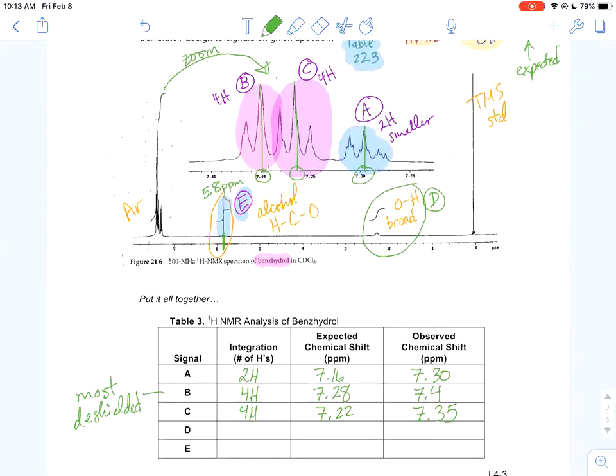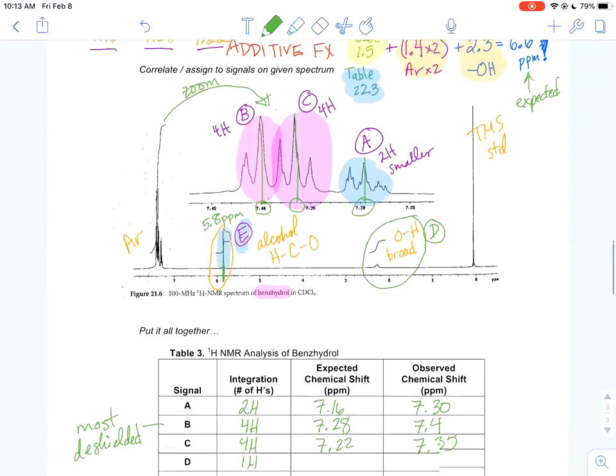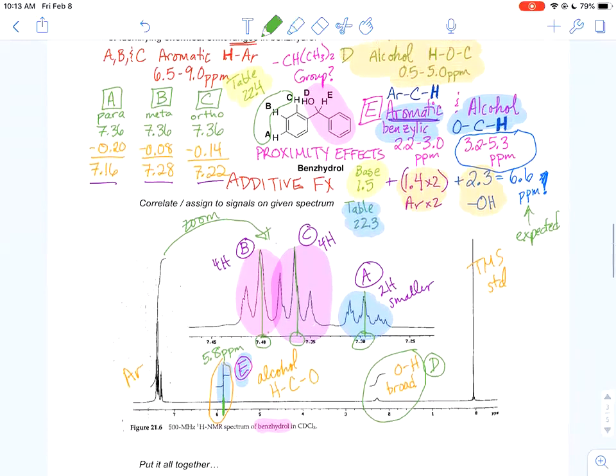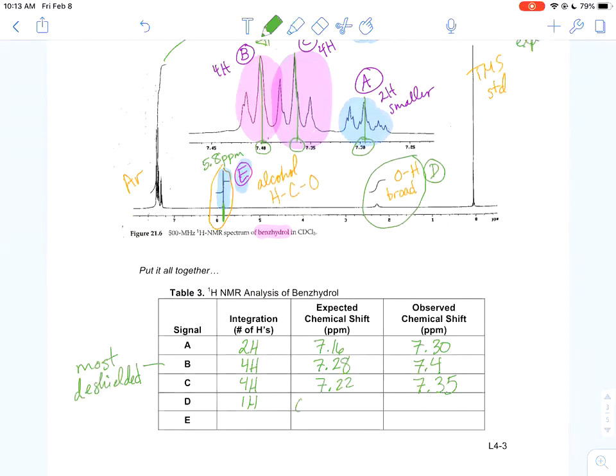We then have signal D, which is a 1-hydrogen signal. So that's signal D, the one right next to the alcohol there. It shows up anywhere between 0.5 and 5. It actually showed up at 2.2-ish. The last signal was signal E. We were expecting it at 6.6 was the calculation we did, and we observe it at 5.8.